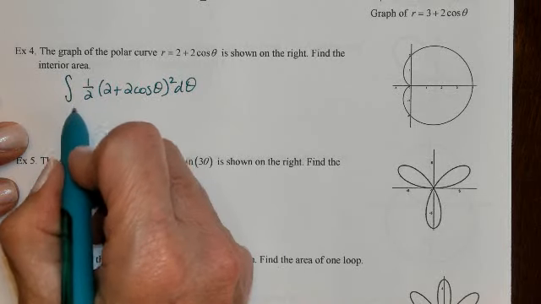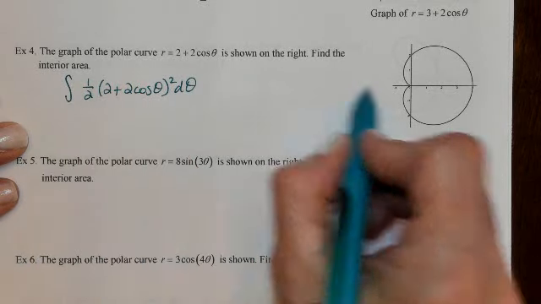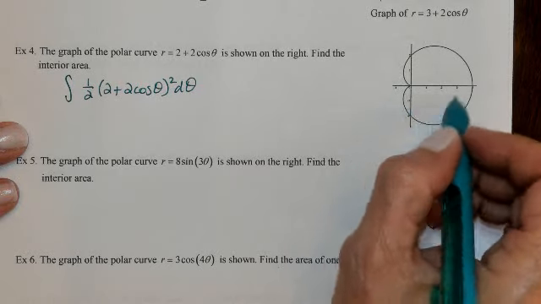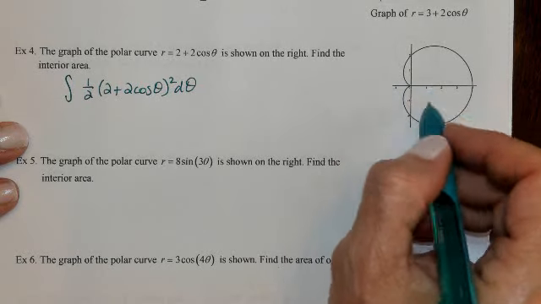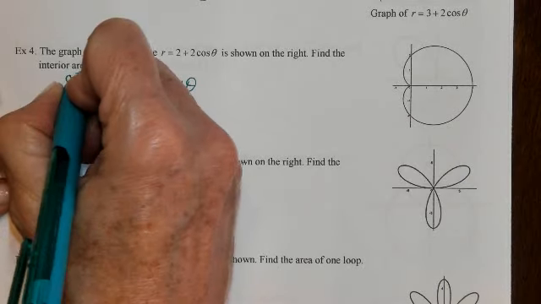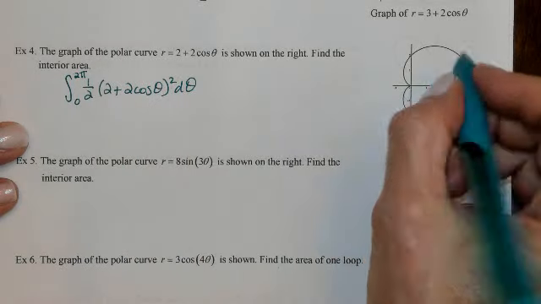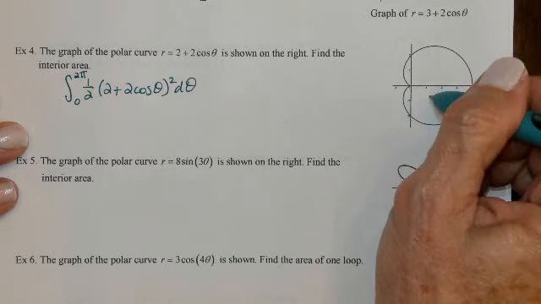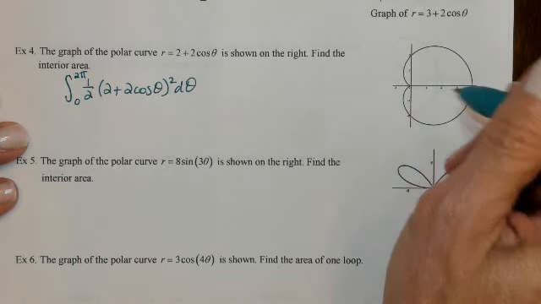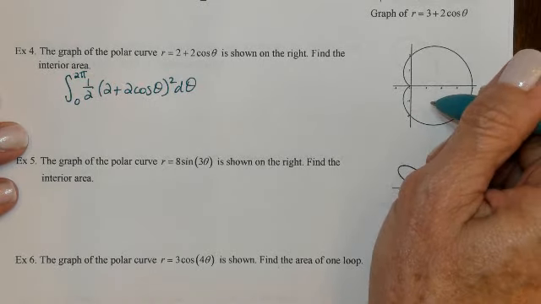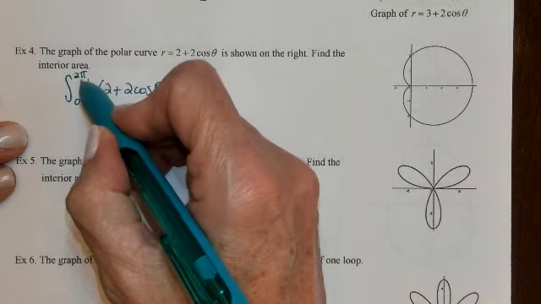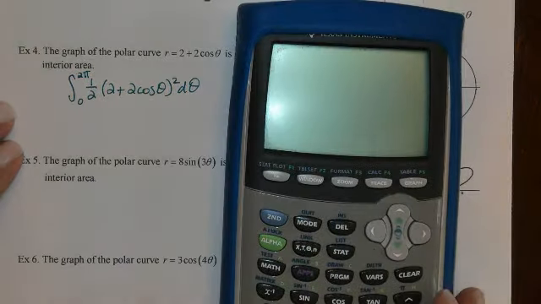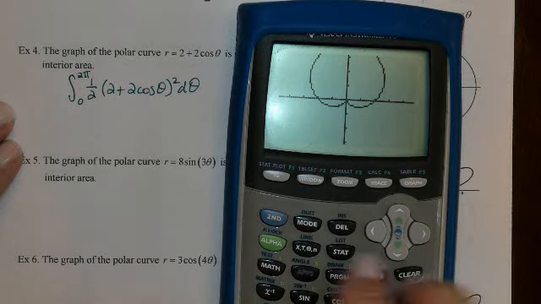All we need to know are the boundaries. What are the boundaries for a cardioid? What values of theta form a complete graph? 0 to 2 pi. Remember, all of these form a complete graph in 0 to 2 pi unless it's an odd petaled rose. Odd petaled roses, 0 to pi, form a complete graph. Okay, now we're going to go to our calculator and work it out from here.